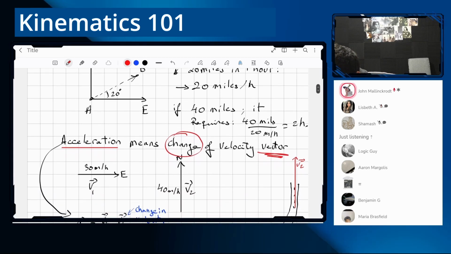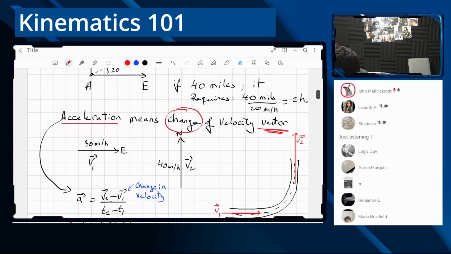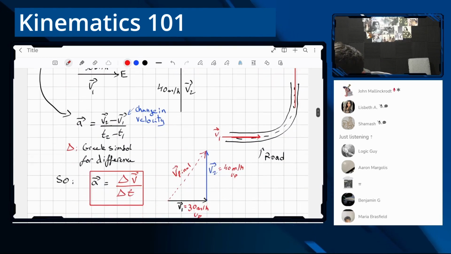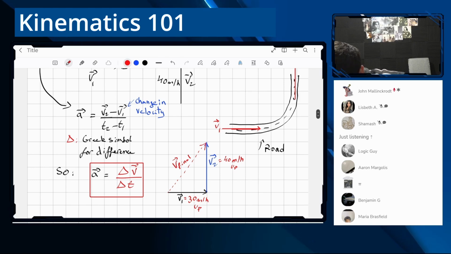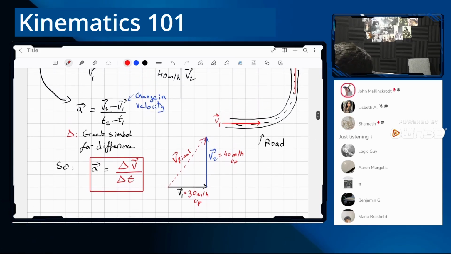Okay, good. So I guess you have to scroll. Is that right, Shamash? I seem not to be able to scroll myself. Do you want me to go down to the bottom or up? Just show the bottom of the page with the curved road and your velocity addition.